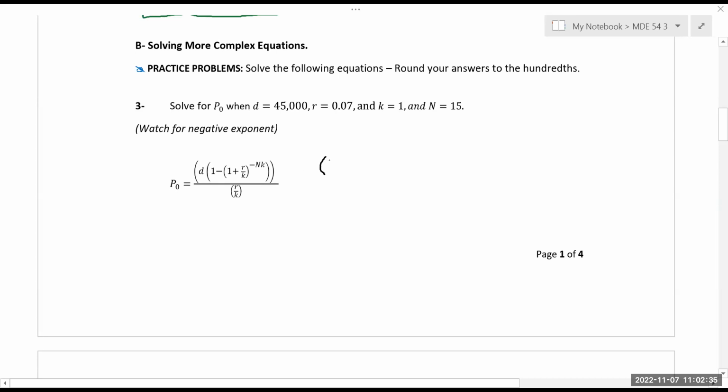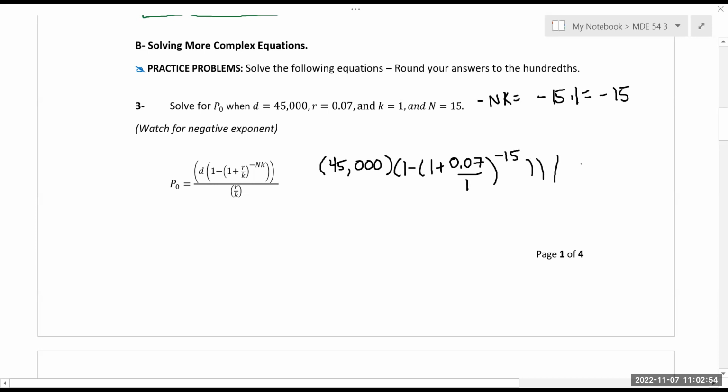So PO would be D is 45,000. 1 minus 1 plus R over K. All right, up here, I'm going to do negative NK off to the side. Negative 15 times 1 is negative 15. Just saves me a little bit of parentheses.